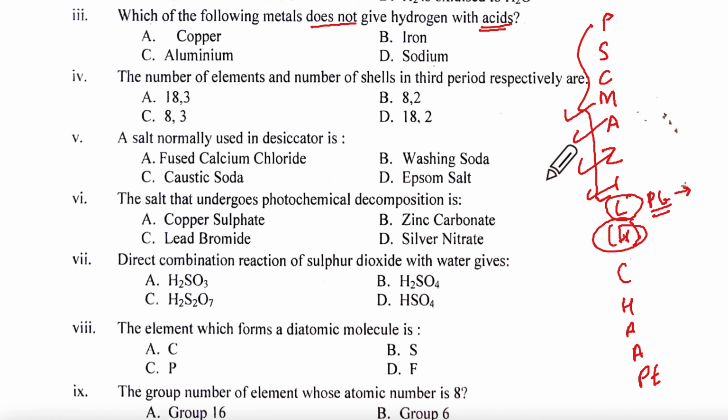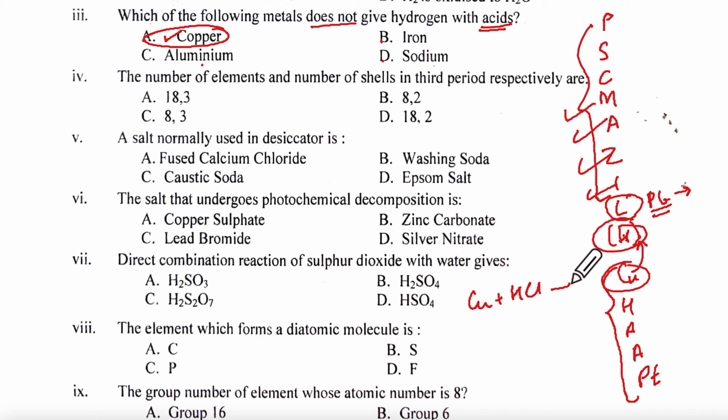Which ones will not give? The ones which are here. So which one is lower? Can you see this? All these are above. Which one is lower than hydrogen? Copper. Can you see that? So copper cannot displace if I have Cu plus dilute HCl. Cu cannot displace H because Cu is below H in the activity series.